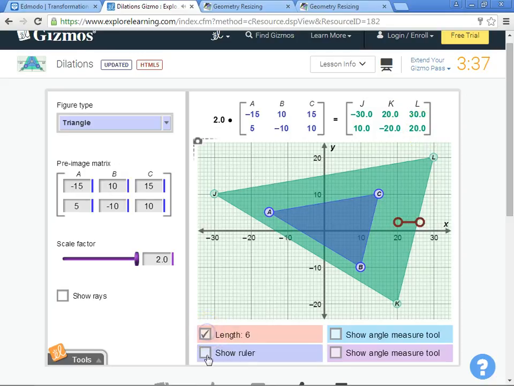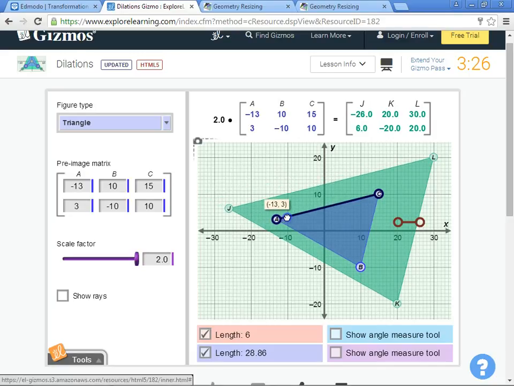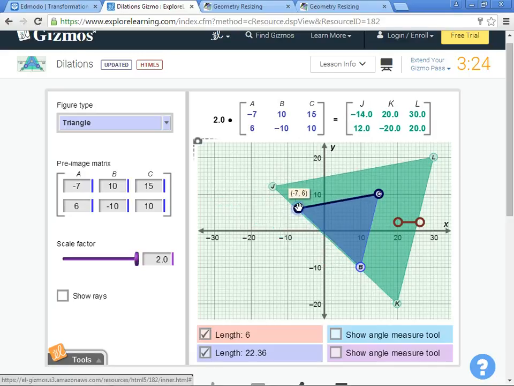We could use our ruler to show that our original triangle length, let's see if we can make it an even number here. Well, let's just do it: 22.36, and we'll measure JL: 44.72. You can see that 44.72 is exactly double 22.36, and our image has been dilated correctly.